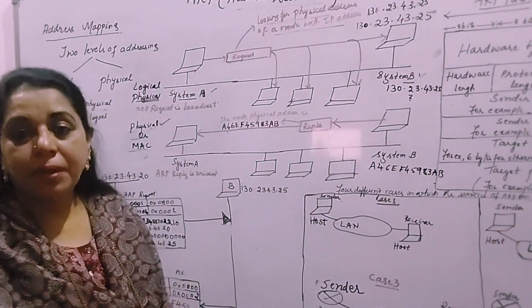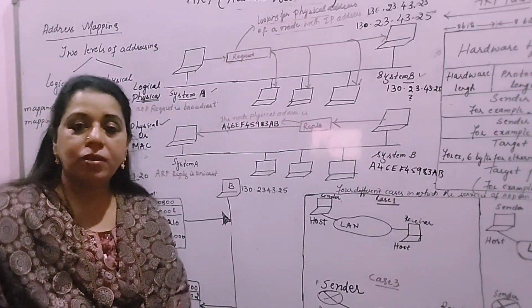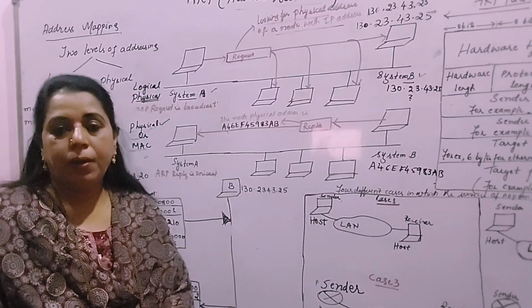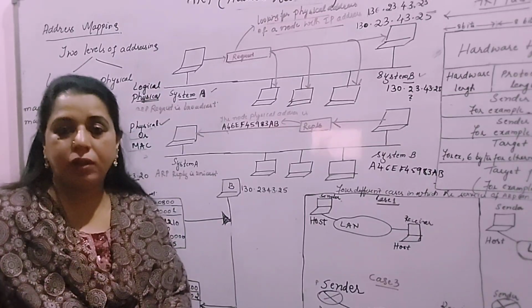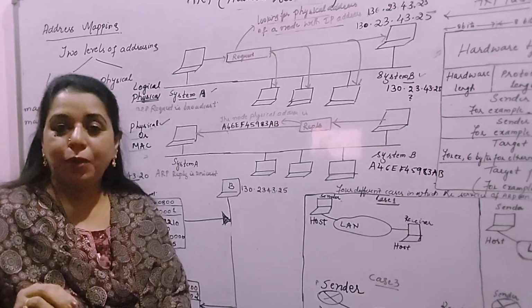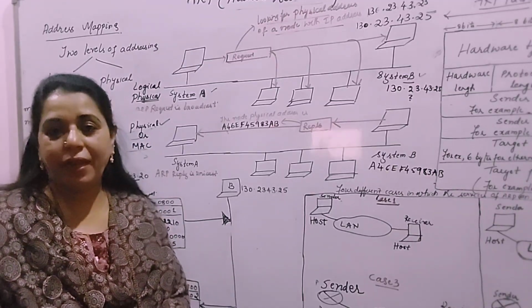Sometimes the question arises: why do we require the physical address when the logical address of the receiver is known? Is it not sufficient for sending a message? No, it is not sufficient. In computer networks, both addresses are required. It is similar to our communication by sending letters to our friends or relatives.